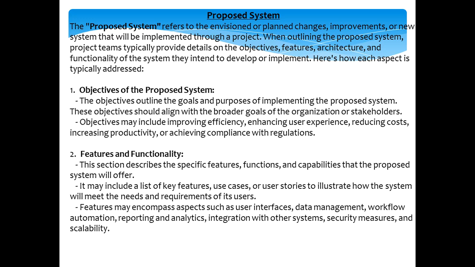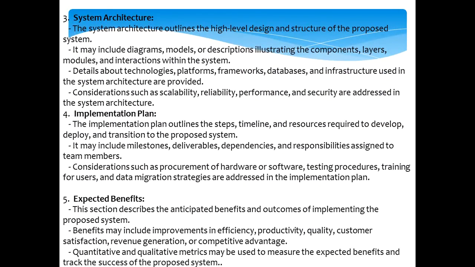This section describes the specific features, functions, and capabilities that the proposed system will offer. It may include a list of key features, use cases or use stories to illustrate how the system will meet the needs. So, later on, we shall look at an example.